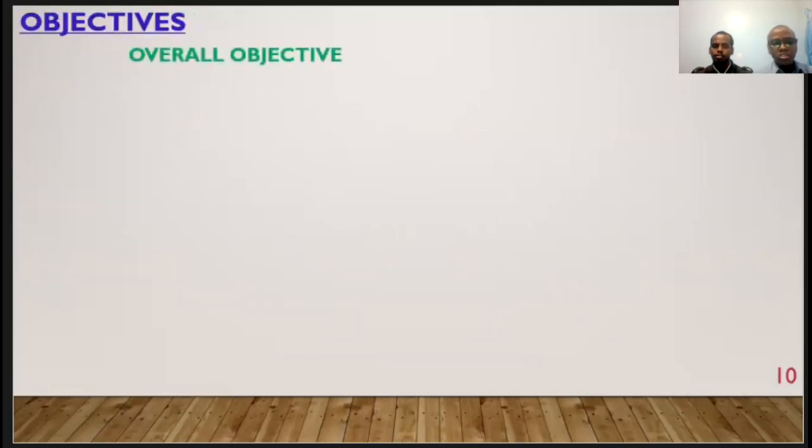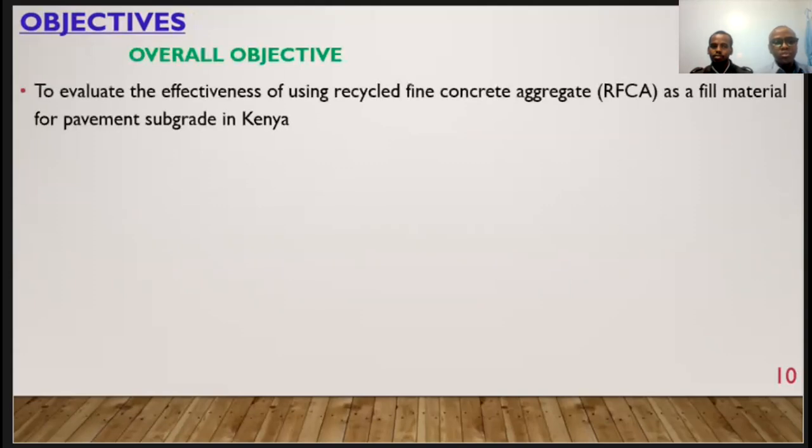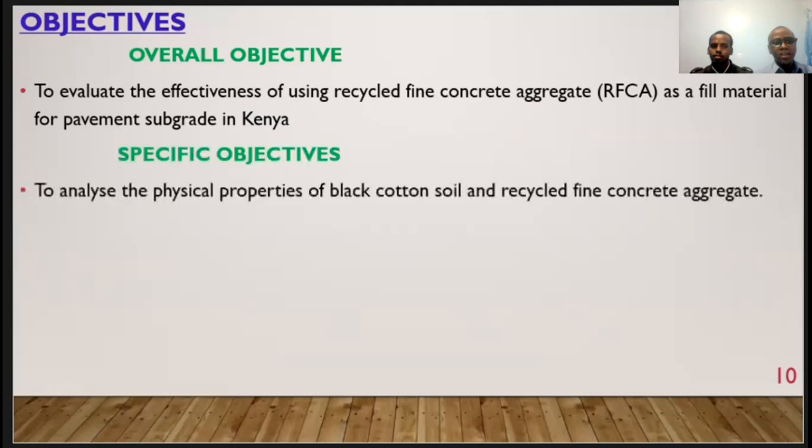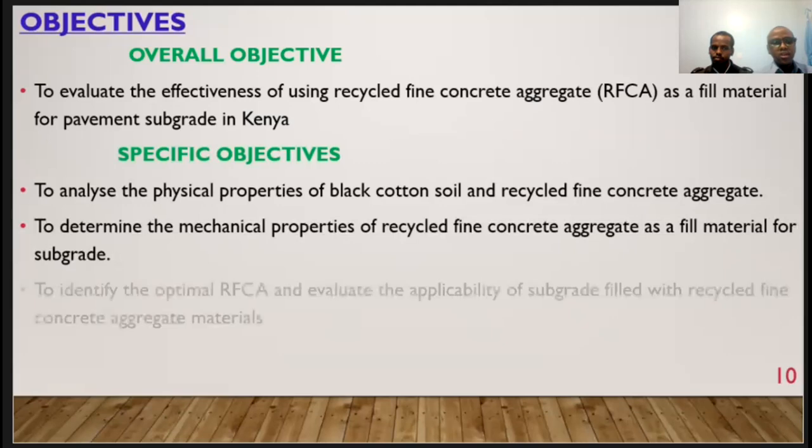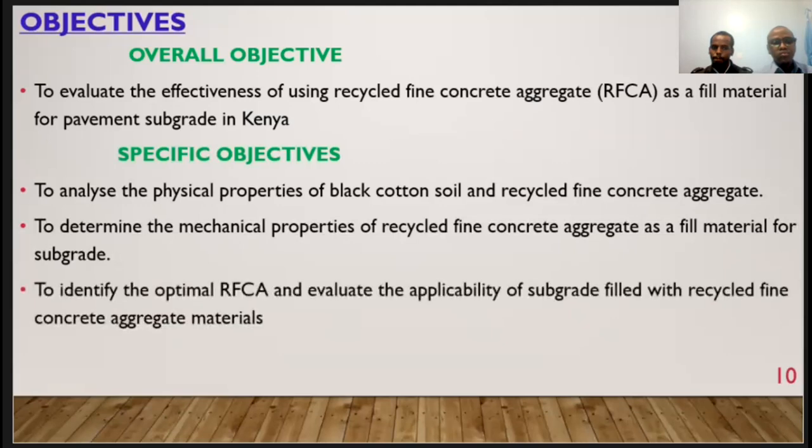The main objective of the research is to evaluate the effectiveness of recycled fine concrete aggregate as a fill material for pavement subgrade in Kenya. The specific objectives are: number one, to analyze the physical properties of black cotton soil and recycled fine concrete aggregate; to determine the mechanical properties of recycled fine concrete aggregate as a fill material for subgrade; and lastly, to identify the optimal recycled fine concrete aggregate and evaluate the applicability of subgrade filled with recycled fine concrete aggregate materials.